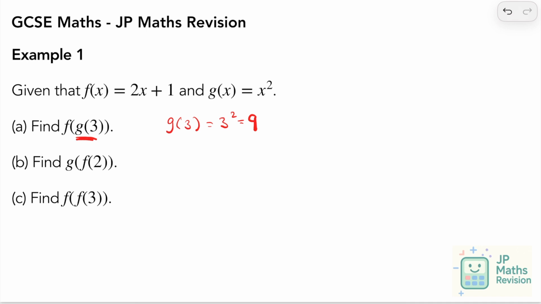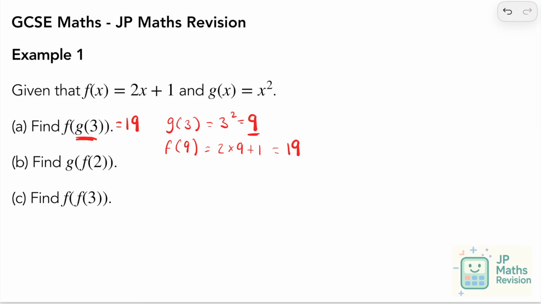But now we want to find f of 9, okay? So we take our output from the g of 3 and we input it into f. So we work out f of 9, so that is 2 times 9 plus 1. 2 times 9 is 18, and then plus 1 becomes 19. So the answer to this question is 19.